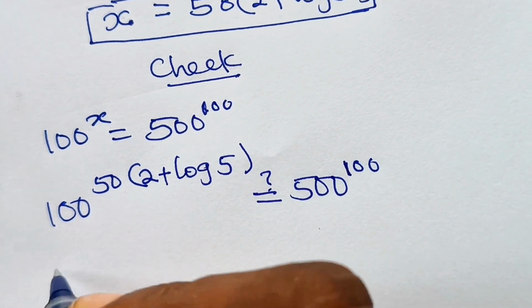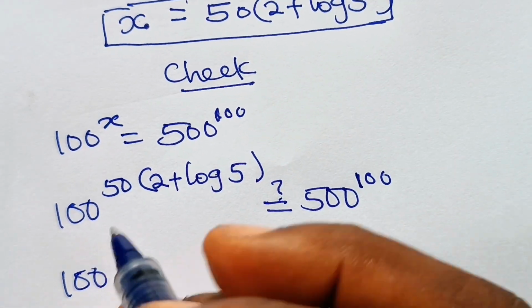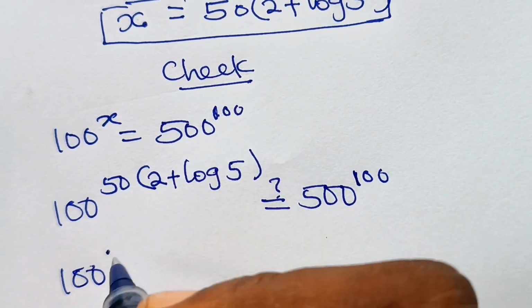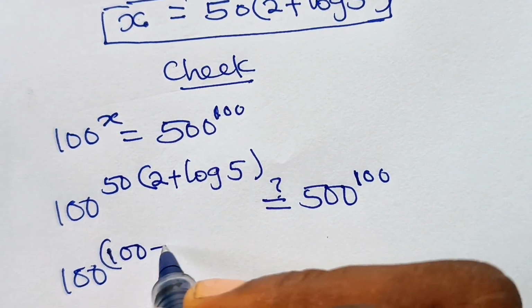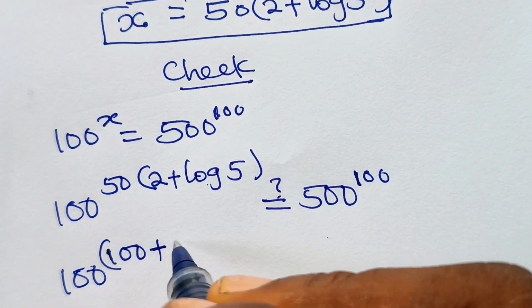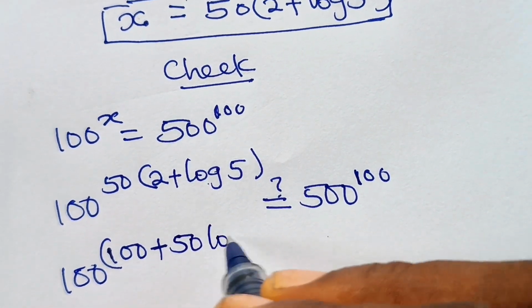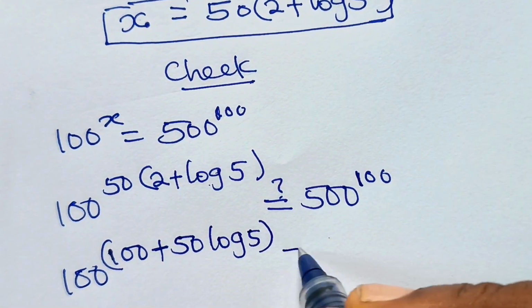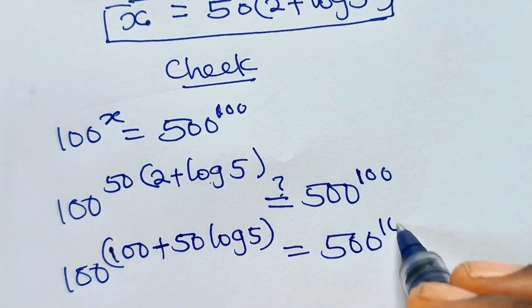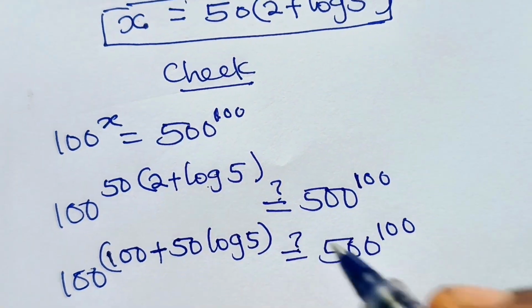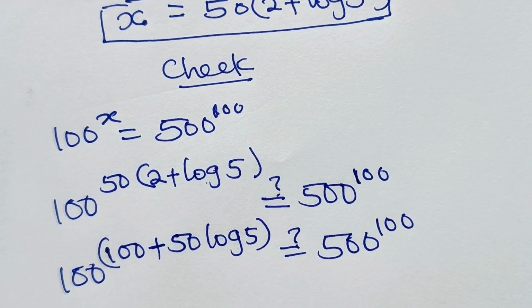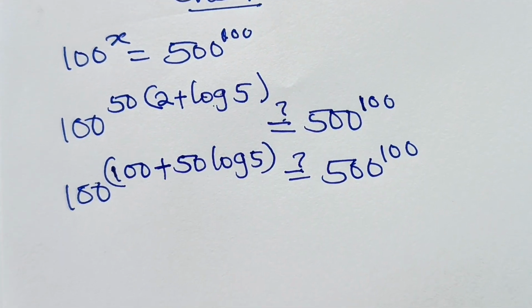Okay, so we have 100 raised to the power of 50 times 2 will give us 100, plus 50 times log 5 will give us 50 log 5, is equal to 500 raised to the power of 100. We are actually checking, is this really equal to 500 raised to the power of 100?